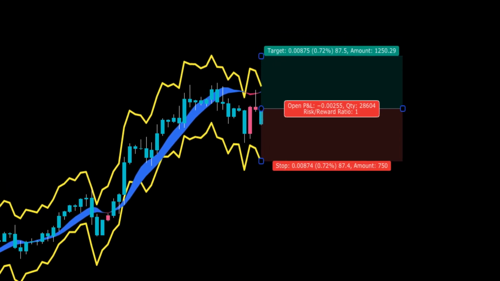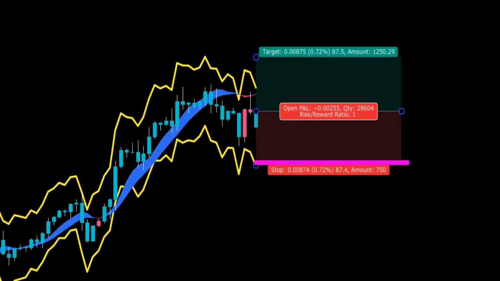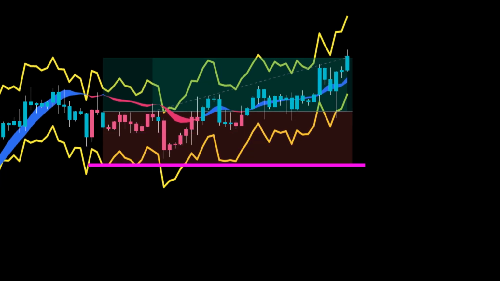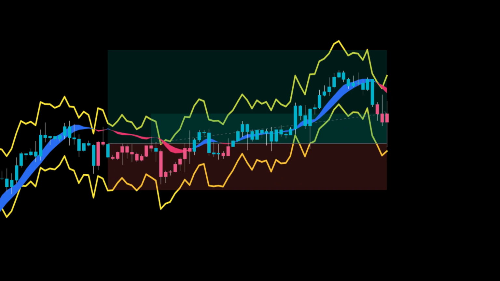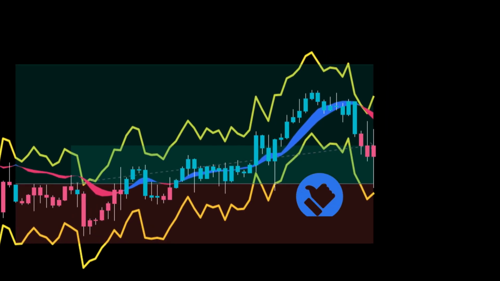We place our stop at 2 times the ATR, which is this yellow line below the trigger candle, and target 1-to-1 for the first half of our position. When 1-to-1 is hit, we move our stop to break even and then target 2-to-1 for the remainder of our trade. And the second half of this one stops out at break even.